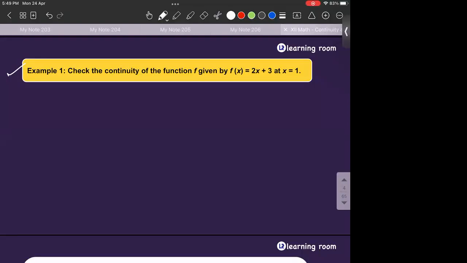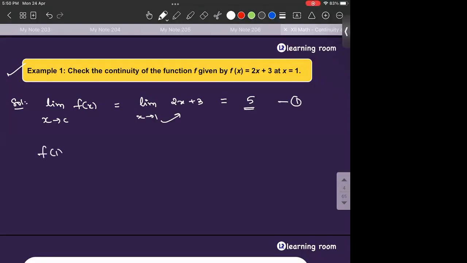So look at the first problem. Check the continuity of the function f, which is given as f of x is equal to 2x plus 3 at x is equal to 1. So how is the solution for this going to be, right? According to your 12th standard concept, limit x tends to c, f of x is equal to how much? Limit x tends to 1, f of x, which is 2x plus 3. So what is going to be the answer here? X tends to 1, you substitute this, the answer will be 5, right? So let this be equation number 1.